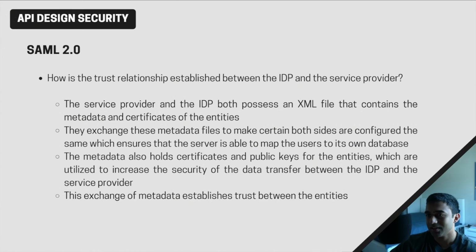The service provider and the IDP both possess an XML file that contains the metadata and certificates of the entities. They exchange these metadata files to make certain both sides are configured the same way, which ensures that the server is able to map the users to its own database. The metadata also holds certificates and public keys for the entities, which are utilized to increase the security of the data transfer between the IDP and the service provider, and this exchange of metadata establishes trust between the entities.